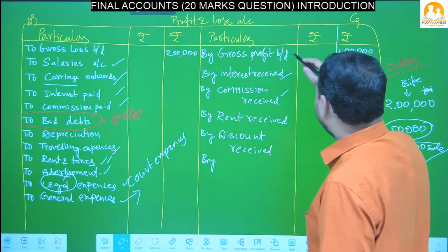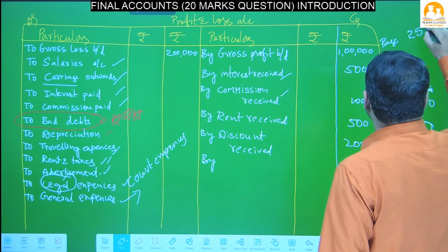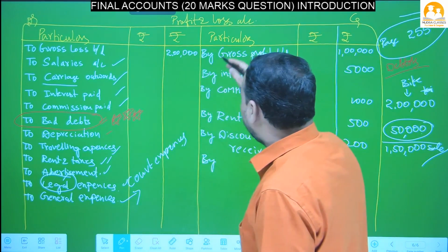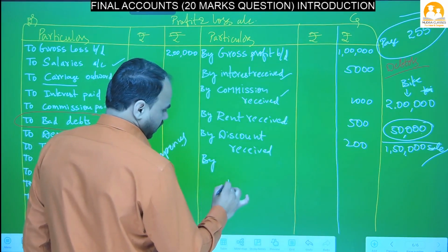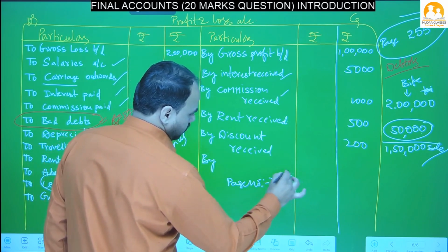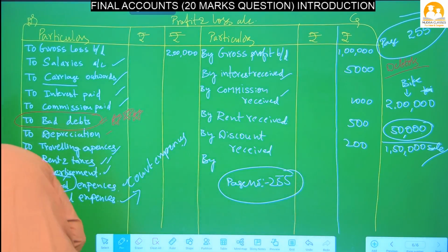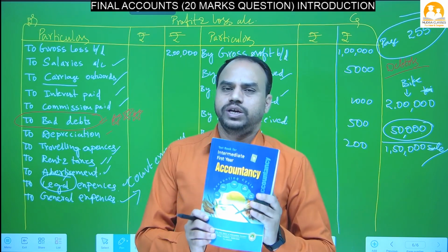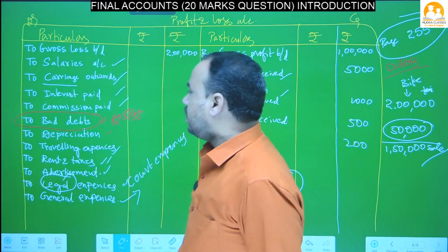I will tell you the page number. Page number is 255 from the accountancy textbook. You can find the profit and loss account format there. Once again I am writing here: accountancy textbook page number 255. In this intermediate accountancy textbook, on page number 255 you have the profit and loss account format. You can open it and check one time.